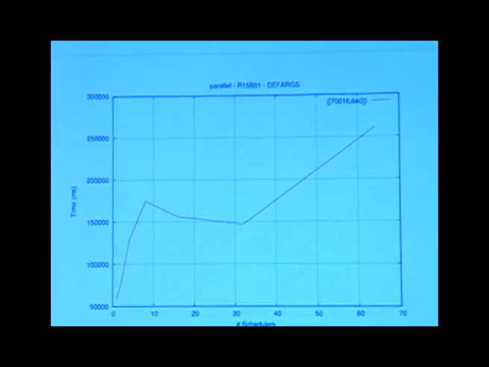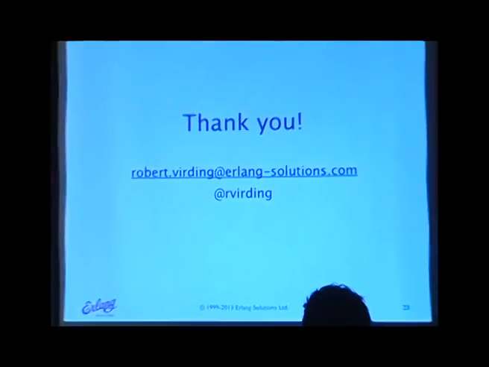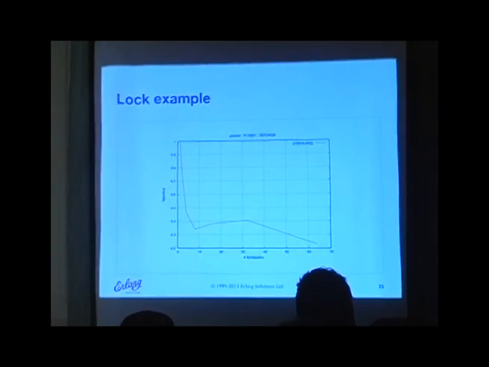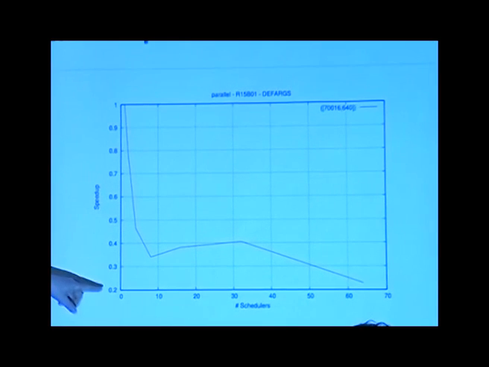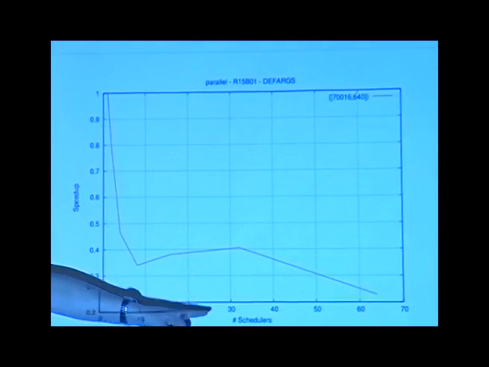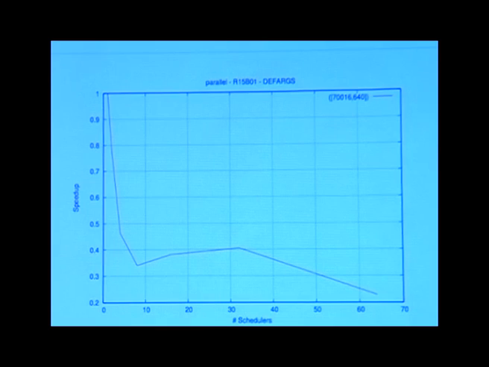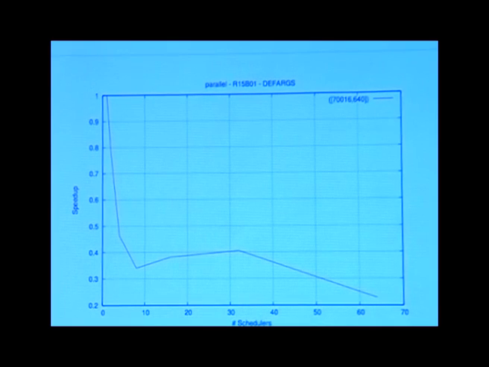And the data, you could look at the data, sorry, wrong way, the other way around. Here you can see the speedup as you increase the number of schedulers, and it's actually getting slower. So the more cores you had, the slower it was getting, which was not quite what you expect. And this is purely a synchronization bug, or synchronization fault, or problem.